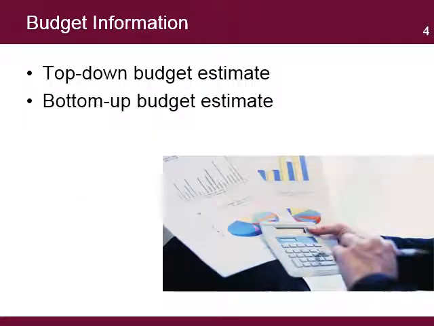The PMIS should have the functionality to facilitate the development of the project budget. There are two approaches to develop a budget: top-down and bottom-up. Top-down occurs when the project has been assigned a lump sum figure and the project manager needs to figure out the number of activities that can be achieved with the assigned budget.